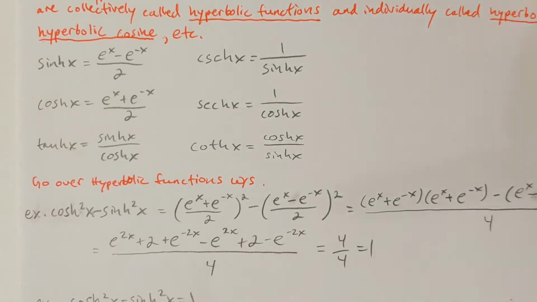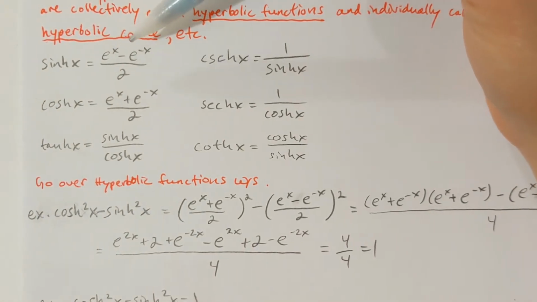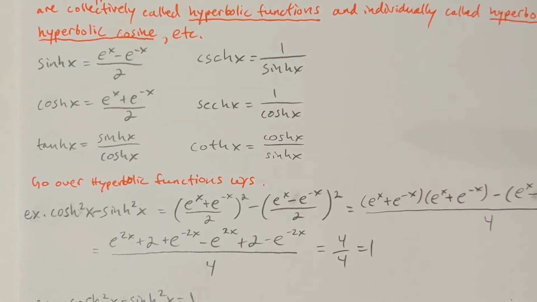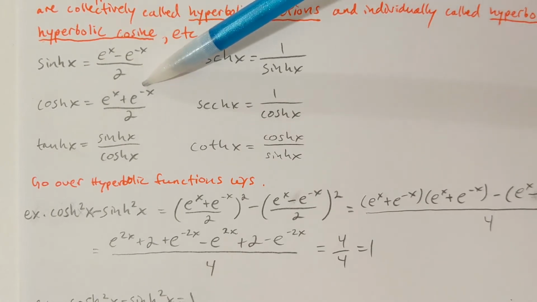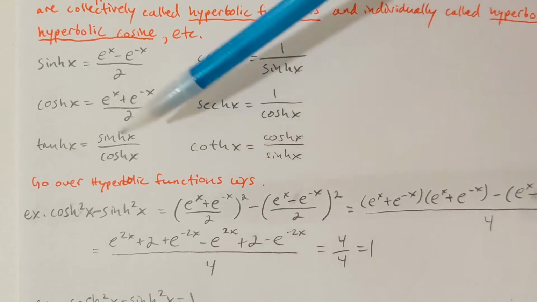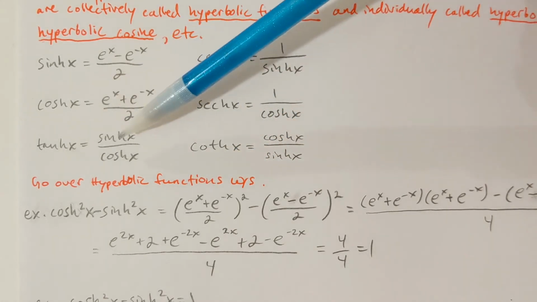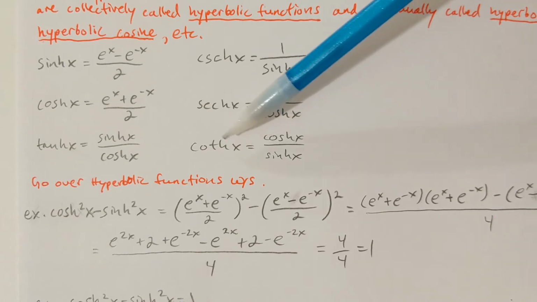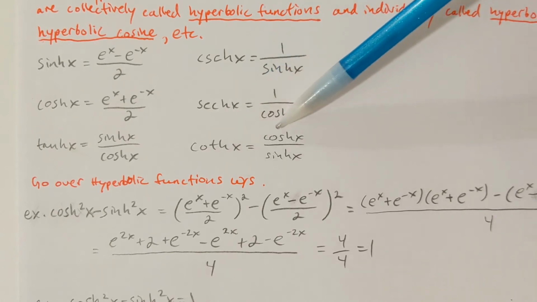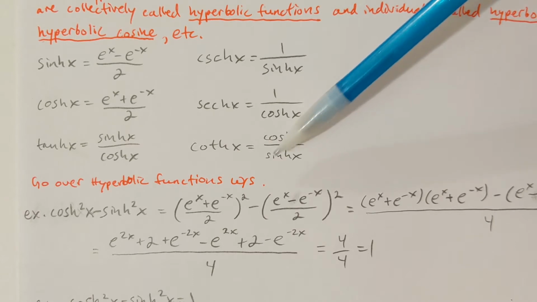The way that we define hyperbolic sine x is e to the x minus e to the negative x all over 2. The way that we define hyperbolic cosine x is e to the x plus e to the negative x all over 2. The way that we define hyperbolic tangent x is hyperbolic sine x over hyperbolic cosine x. The way that we define hyperbolic cosecant x is 1 over hyperbolic sine x. Hyperbolic secant x is 1 over hyperbolic cosine x, and hyperbolic cotangent x is hyperbolic cosine x over hyperbolic sine x.